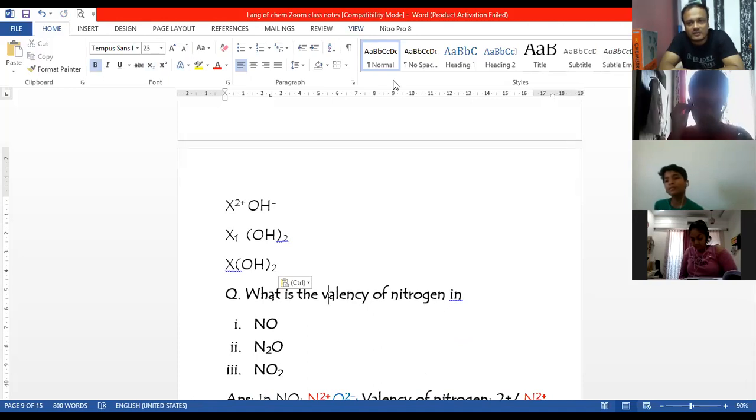Okay, so this is how we find out the formula of compounds when you have been given any one formula. Now if there is any doubt, you can raise your hand, you can put it in chat because I can't hear.